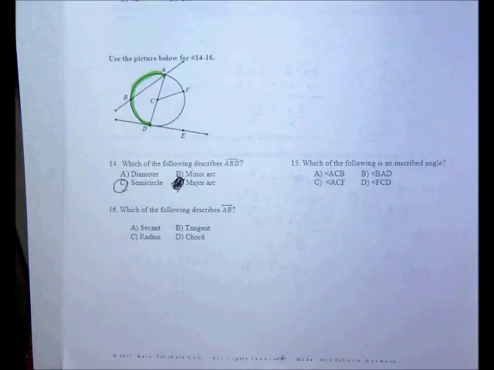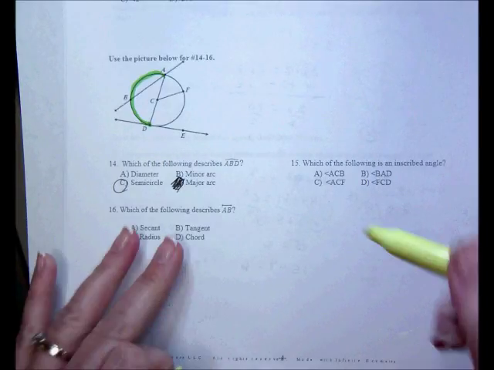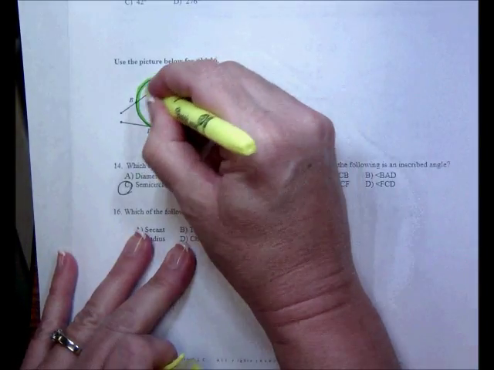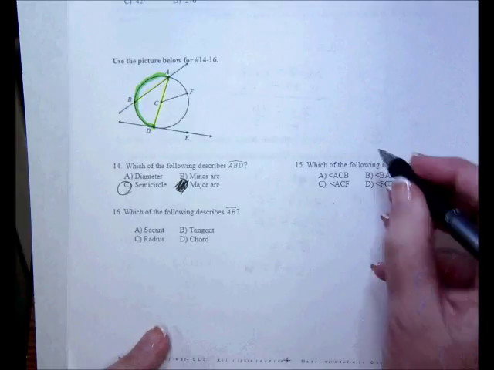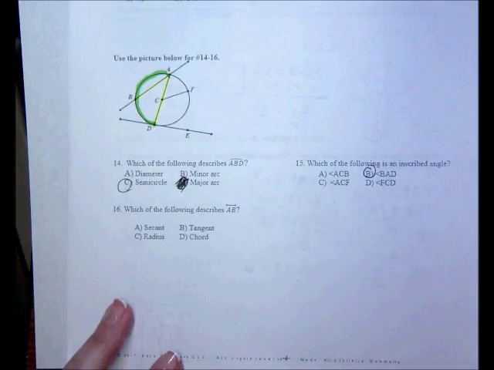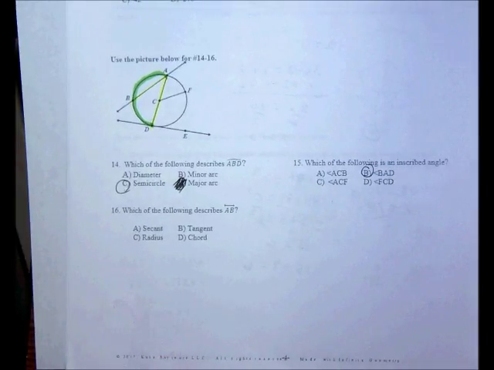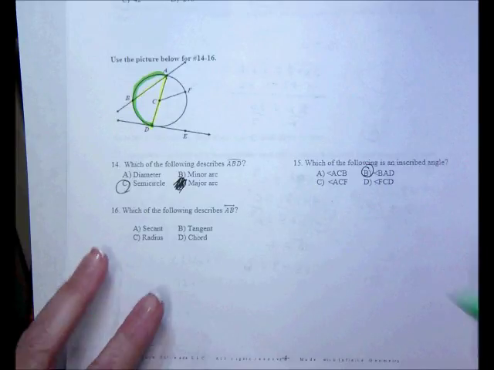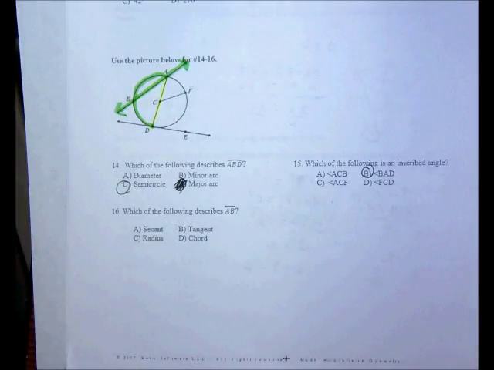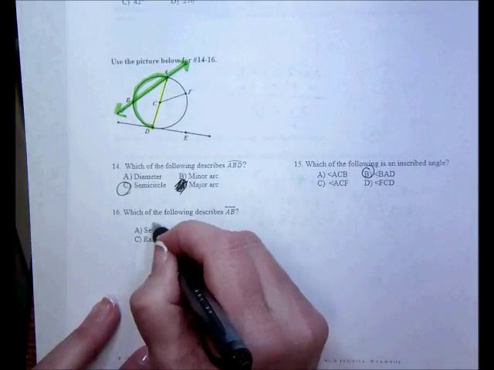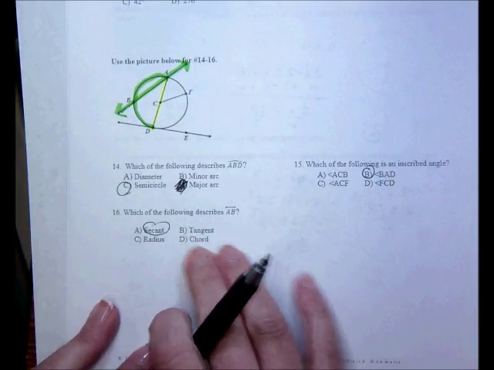Number 15 asks for the inscribed angle, and the definition of an inscribed angle is inside the circle with the vertex on the circle. So it ends up being BAD. And then which of the following is described by AB? And notice it is a line, and it's a secant because a chord is a line segment.